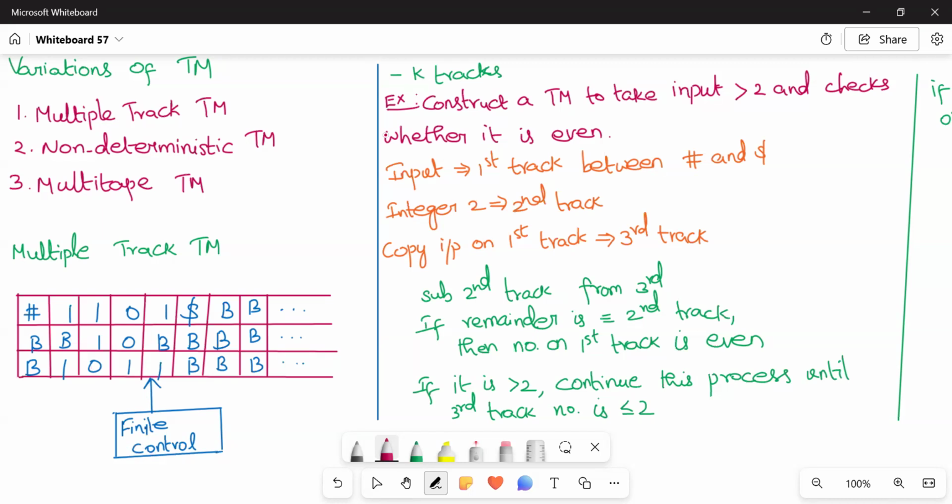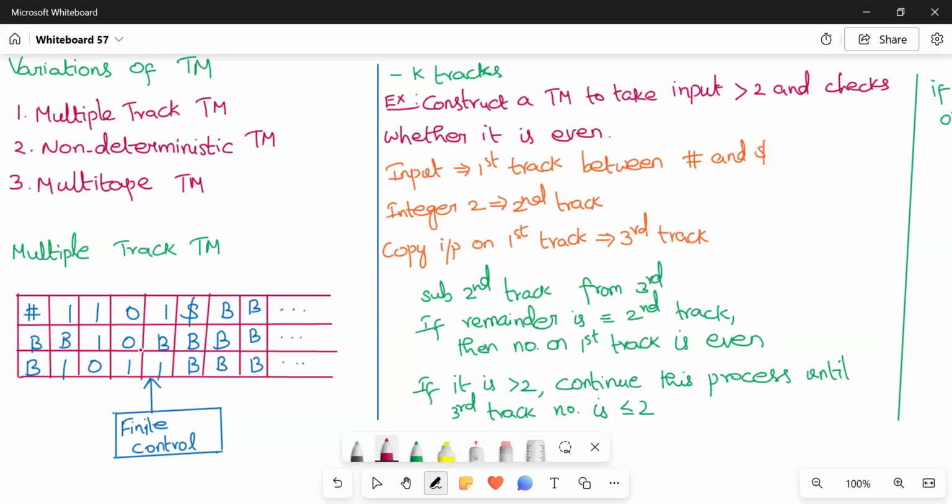Okay. So consider one example problem. Construct a Turing machine to take an input greater than 2 and check whether it is even or not. To check whether the given input is even, first we need to place the input on the first track in between hash and dollar. In this example we have placed the number 13. The binary equivalent of 13 is 1101. So we have placed 1101 on the first track in between hash and dollar. The remaining symbols are blank by default.